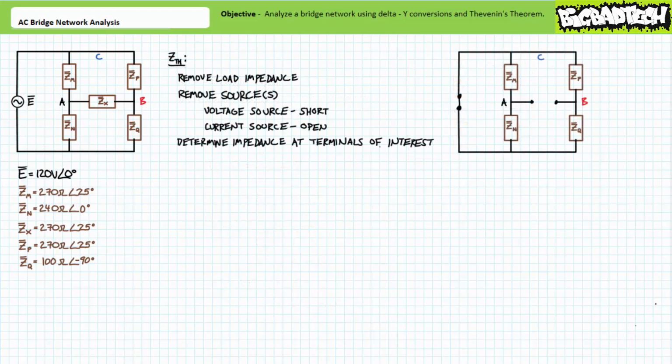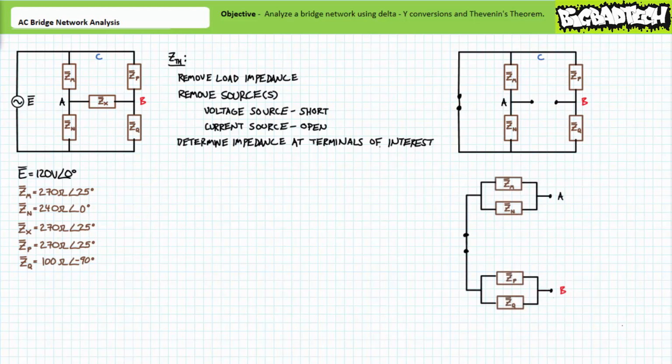Solving for the Thevenin's equivalent impedance, ZTH, also necessitates we remove our load impedance of interest, in this case impedance element Zx between nodes A and B. Solving for the Thevenin's equivalent impedance also necessitates we remove our source. This has fundamentally changed the nature of our original series parallel circuit.